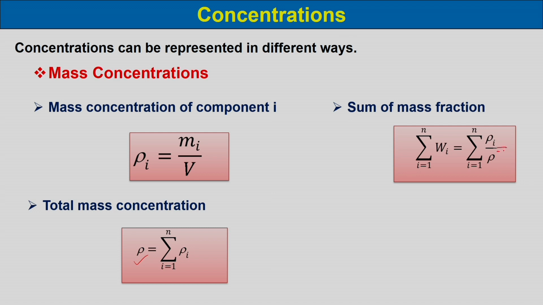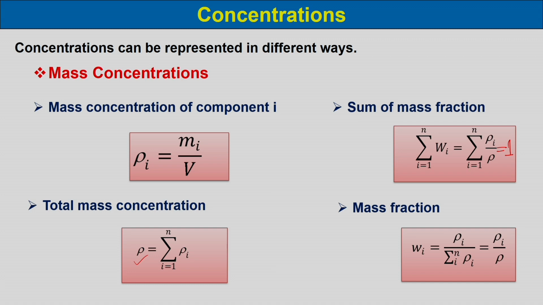Which will be essentially equal to 1. Mass fraction can be calculated as w i is equal to rho i divided by summation over i to n of rho i, which is equal to rho i by rho.